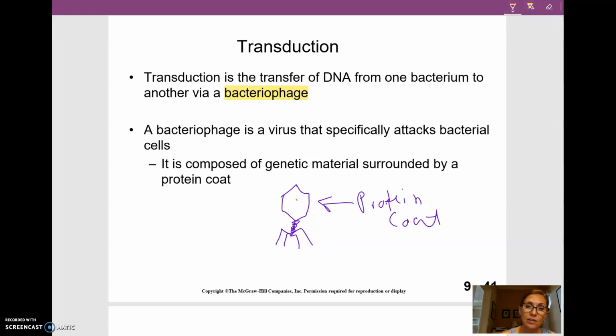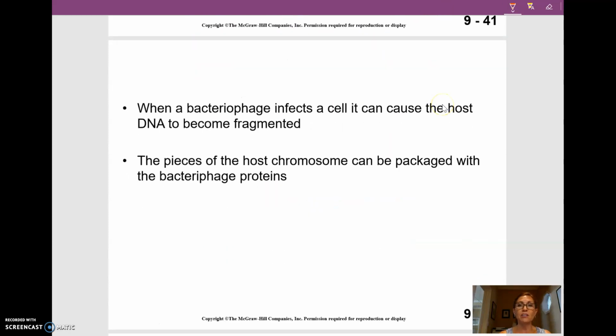They have a protein coat, and inside they're going to contain genetic material. Now, that genetic material in bacteriophage oftentimes is going to be DNA, but like other viruses, that genetic material might sometimes be RNA. And so the idea is that when a bacteriophage infects a host cell, one of the genes from the bacteriophage actually causes the destruction or the fragmentation of the host DNA. That's not good, because what that means is that the host DNA cannot be expressed anymore.